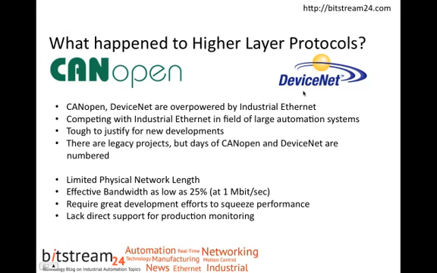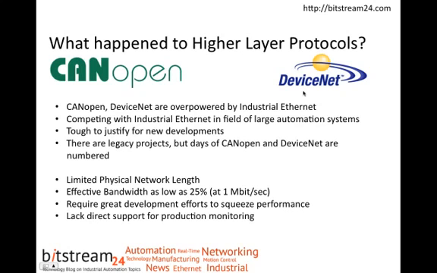CAN Open and DeviceNet were designed to overcome the disadvantages of CAN, specifically the implementation of network management. For instance, mere CAN does not support node IDs. They were also designed to extend the available data size. And still, they cannot overcome the limited physical network length, and they have a tremendous impact on the bandwidth. In fact, in the worst case scenario, the effective bandwidth can be as low as 25%, meaning that only 25% of the information transmitted is actual data.